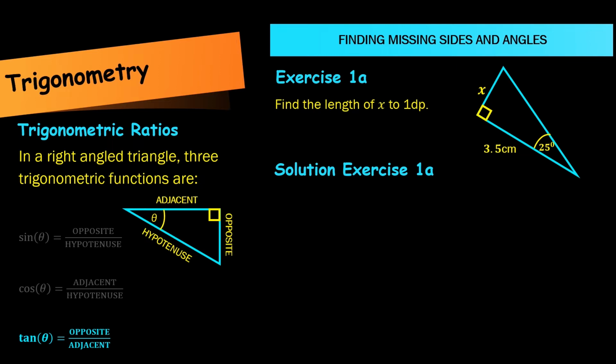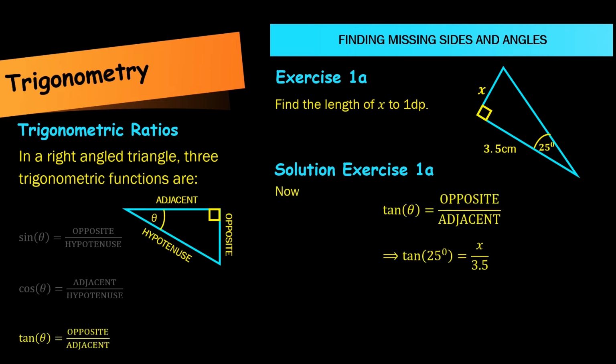So what do we have? We have an angle, an adjacent, and the opposite that we're required to find. Therefore, we use the formula tan. Tan theta equals opposite over adjacent. And then substituting in the values, we have tan 25 degrees equals x over 3.5. Therefore, rearranging gives us x equals 3.5 times tan 25 degrees, which implies that x is equal to 1.6.